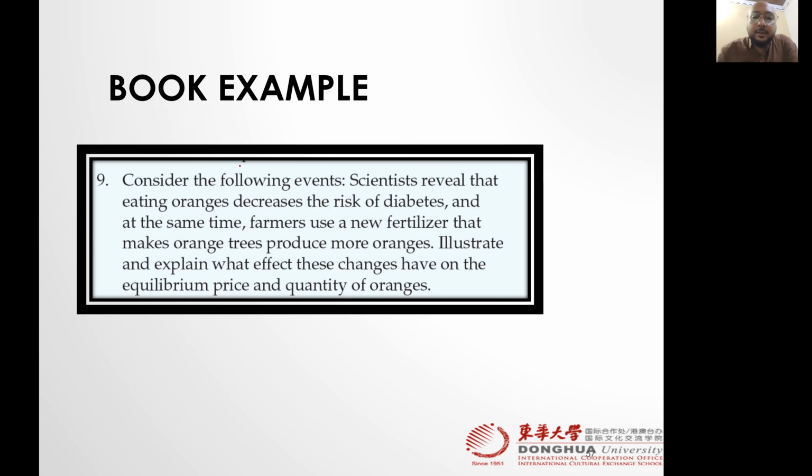Here, consider the following events. Scientists reveal that eating oranges increases the risk of diabetes. And at the same time, farmers use a new fertilizer that makes orange trees produce more oranges. So illustrate and explain what effect these changes have on the equilibrium price and equilibrium quantity.